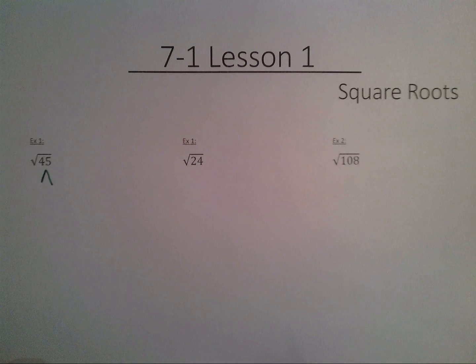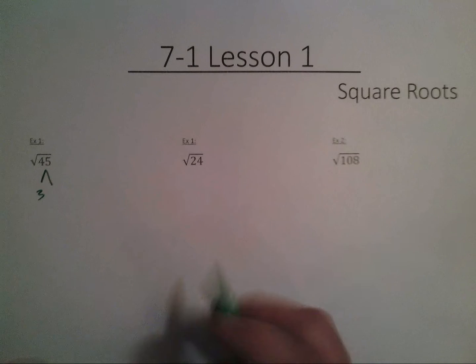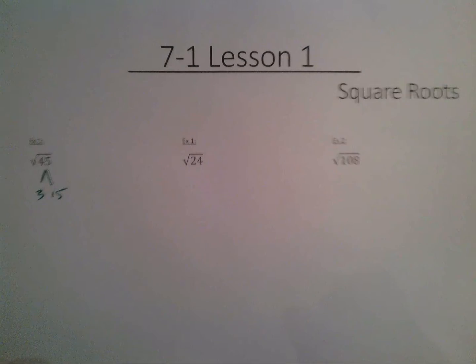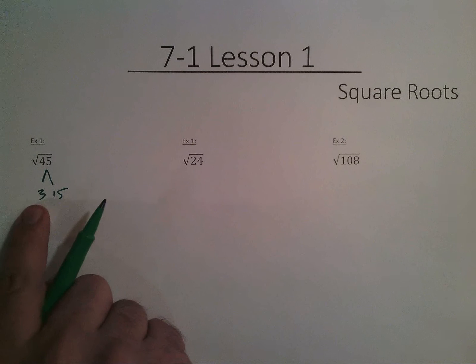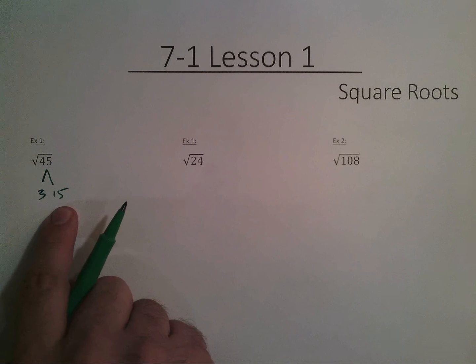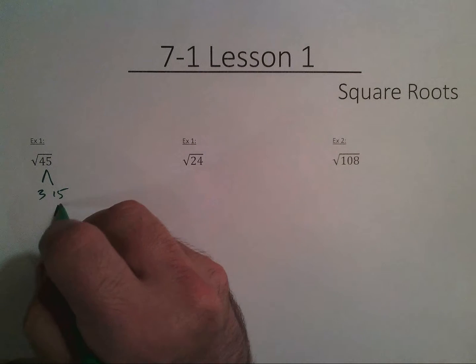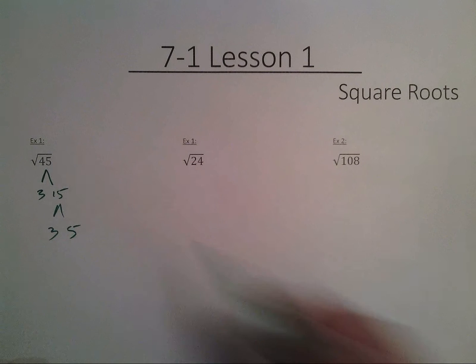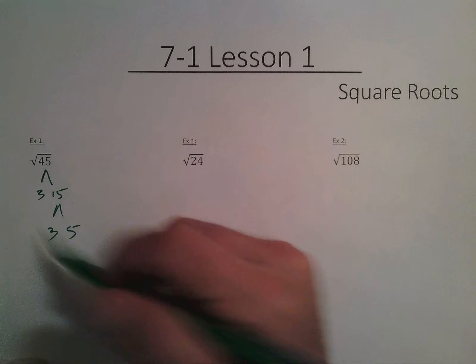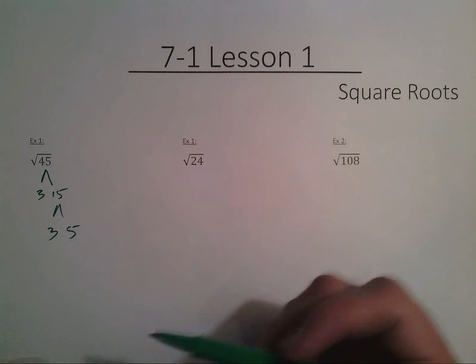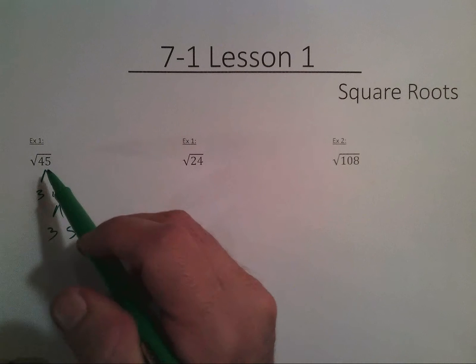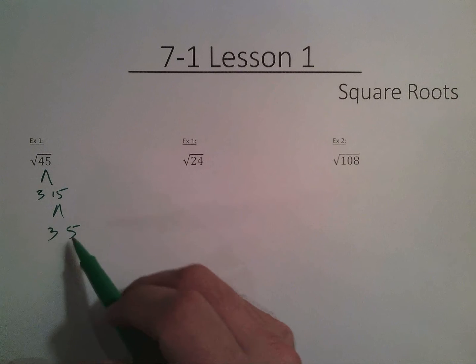So I know the smallest thing that goes into 45 is 3, and it goes into that 15 times. Now, I'm done with that branch, but 15 can be broken down. 15 is 3 times 5. So after I do the factor tree, and I always factor the smallest thing out that I can, I get that 45 is equal to 3 times 3 times 5.